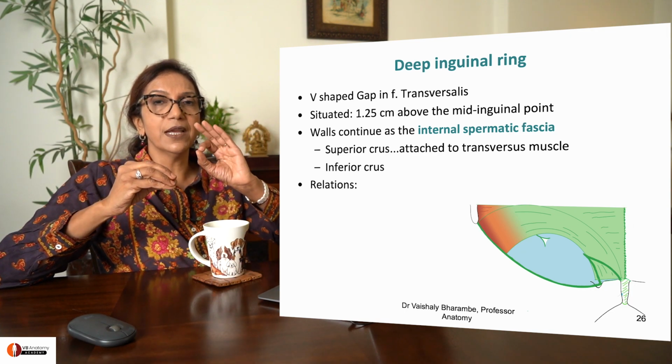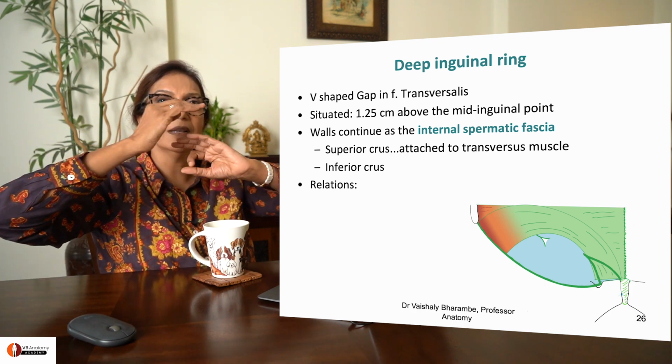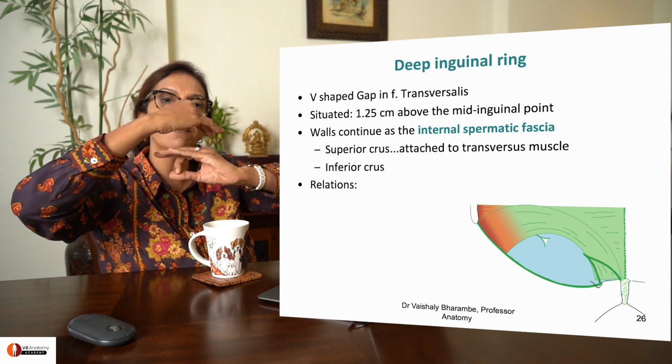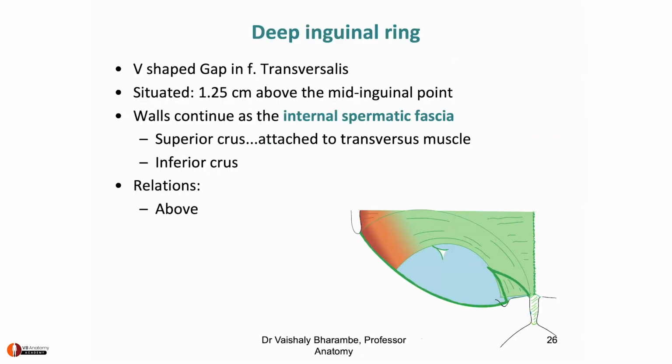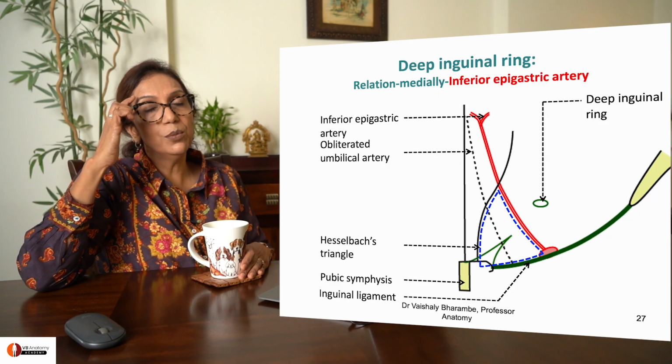The deep inguinal ring is protected anteriorly by fibers of internal oblique muscle, which arch over it in this manner. Okay. So, above, it's related to transversus abdominis. In front, it's related to internal oblique muscle, which protects it anteriorly. One last relation you should know: the deep inguinal ring is related medially to the inferior epigastric artery. Very important relation. Okay, you must remember it.